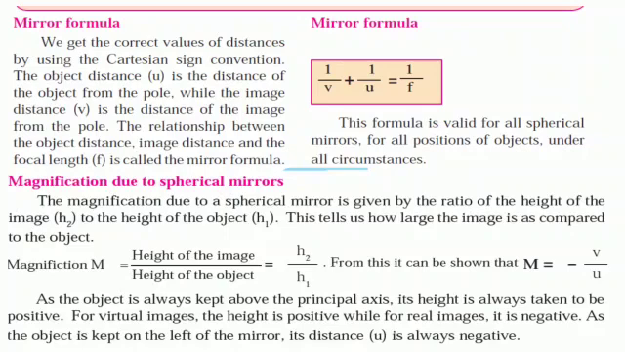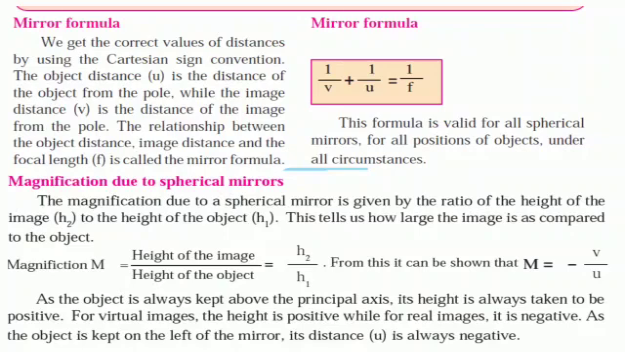Magnification due to spherical mirrors. The magnification due to a spherical mirror is given by the ratio of the height of the image, h2, called image height, to the height of the object, h1. This tells us how large the image is as compared to the object. Magnification, capital M, is the ratio of height of the image upon height of the object.